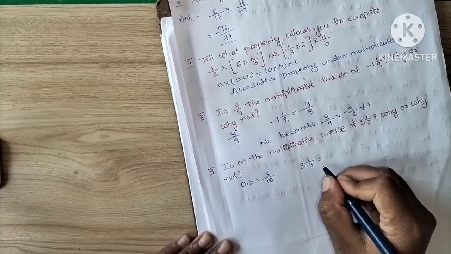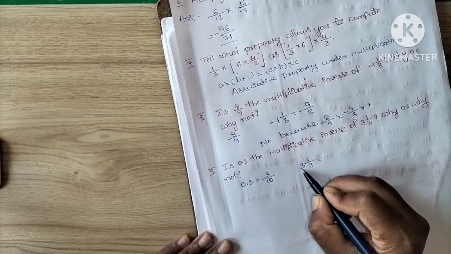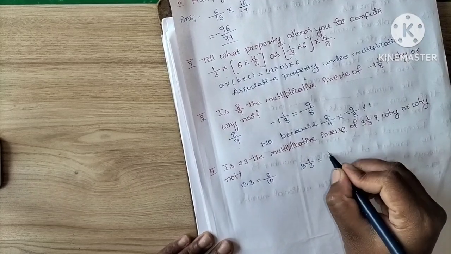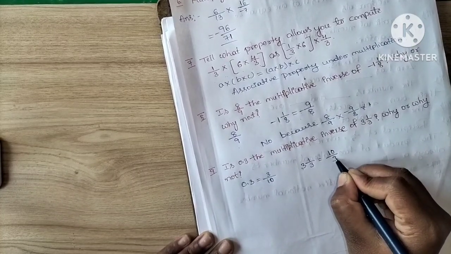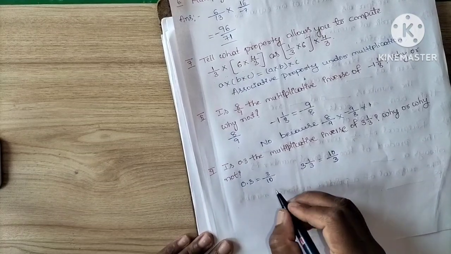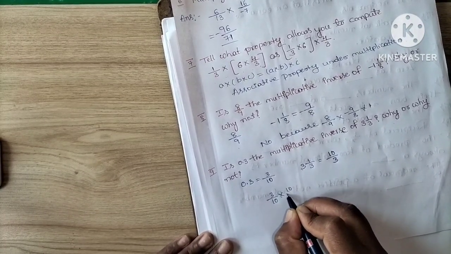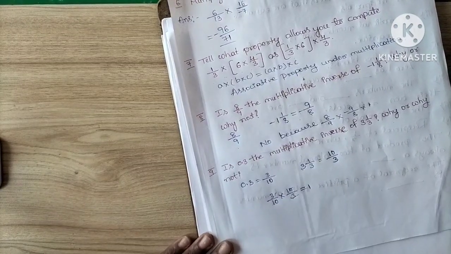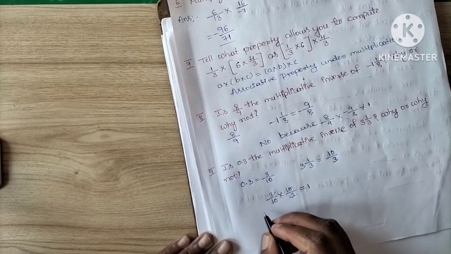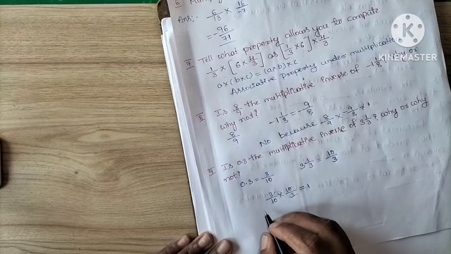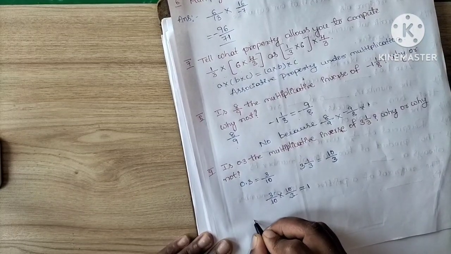If we convert this mixed fraction into an improper fraction, 3 times 3 is 9, 9 plus 1 is 10, so 10/3. So 3/10 times 10/3, the product is equal to 1. So 0.3 is the multiplicative inverse of 3 1/3. Yes.